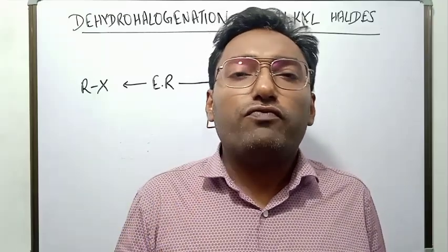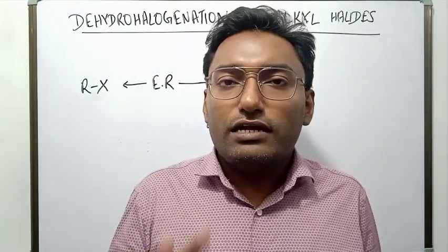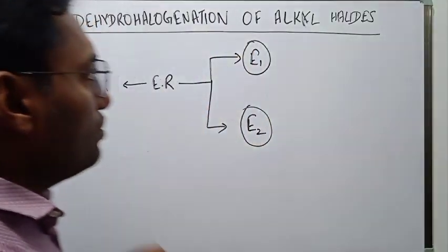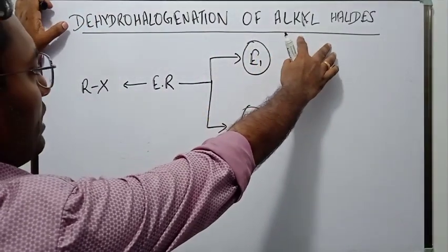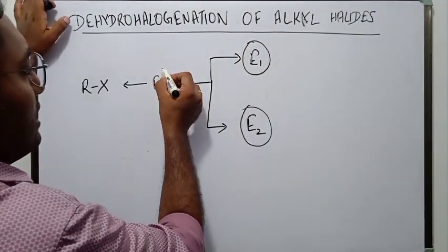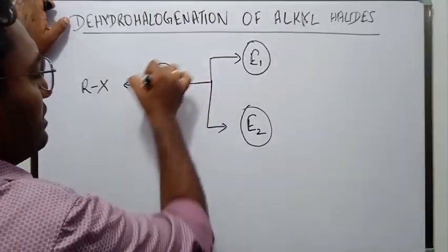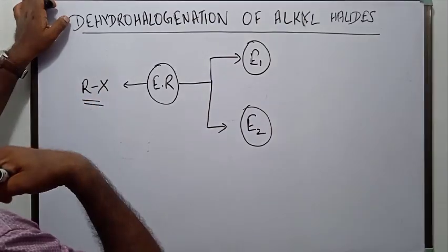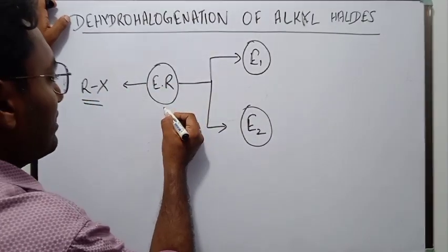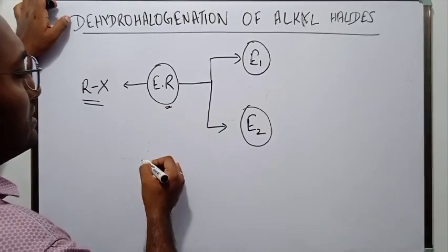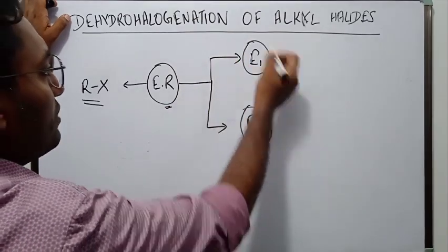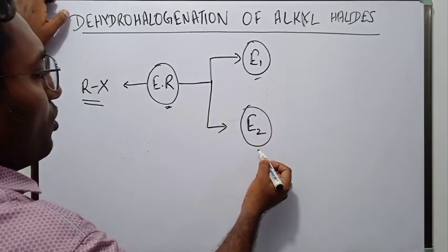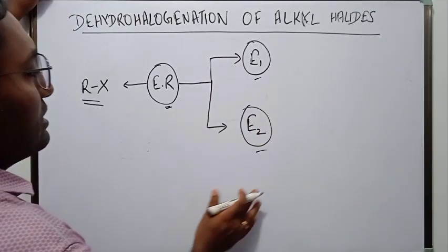Dehydrohalogenation of alkyl halides. Dehydrohalogenation of alkyl halide is an elimination reaction and it is shown by alkyl halides. And elimination reactions can proceed through either of two mechanisms: either the E1 mechanism or the E2 mechanism.